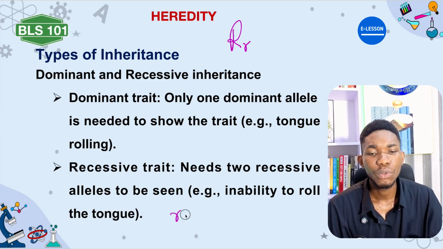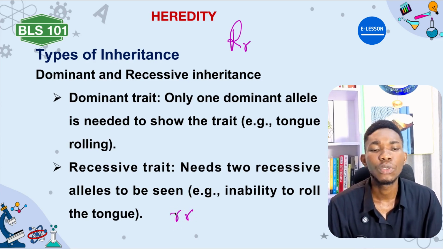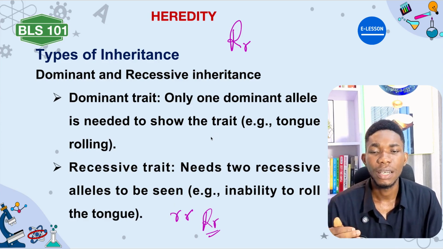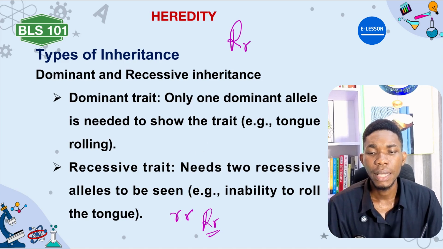So for that one, you have two small arrows. You must have these two small arrows for you not to be able to roll your tongue. But once you have one big arrow, you should be able to what? Roll your tongue. Those are the two types of inheritance. Dominant trait, recessive trait. All right?